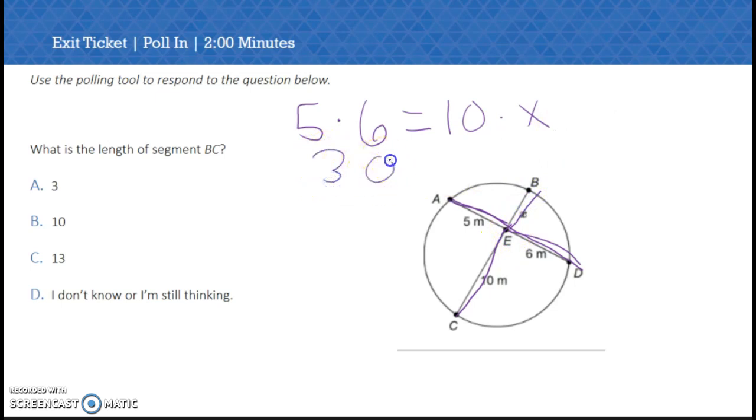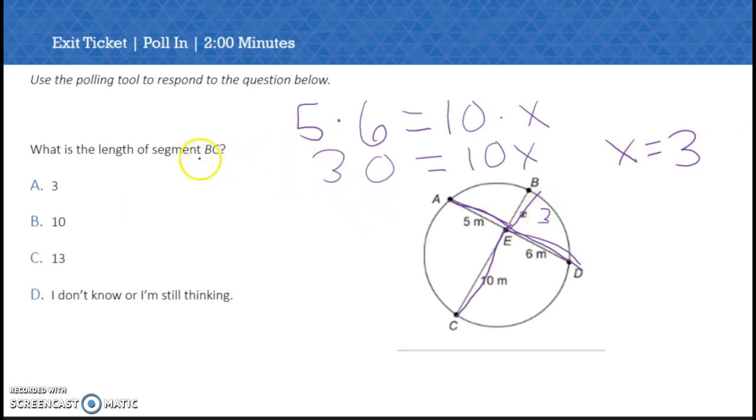We end up with 30 equals 10x. So we divide by 10 on both sides. We end up with x equals 3. And that's not what the question's asking, though, so make sure you're reading these carefully, because you might say, oh, well, x equals 3. Choose A.